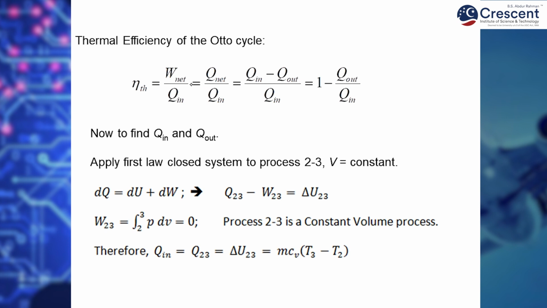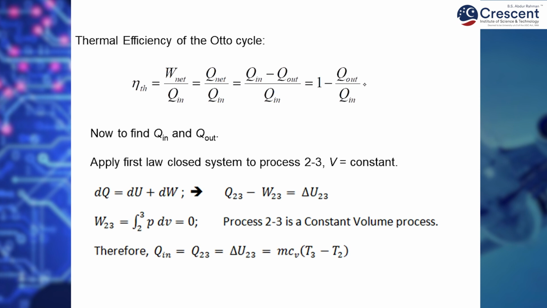So, W net could be written as Q net from the first law of thermodynamics. So, Q net can be written as Q in minus Q out, heat in minus heat out, divided by Q in. This denominator will be Q in. So, if you rewrite this equation, it will be 1 minus Q out by Q in.